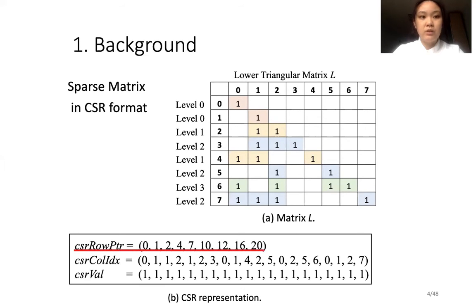The CSR row pointer array stores the beginning position of each row. The CSR column index array stores the column number of each element. And the CSR value array stores the values.